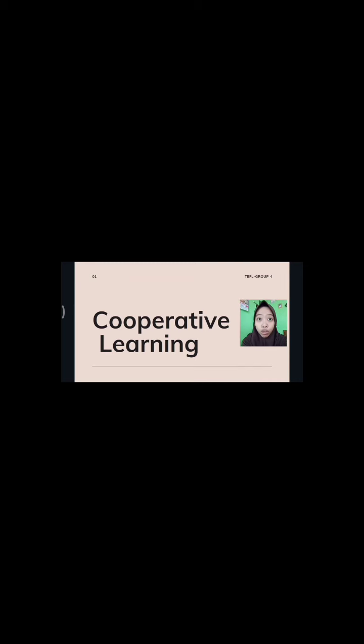And this time I wanted to present a presentation about cooperative learning materials that will be explained by my friend and me. Before I start the presentation, let me introduce the members of the group. There are two members in this group: me, Novanita Jen Safira, as the first speaker and moderator, and the second one is Eva Suka as the second speaker.